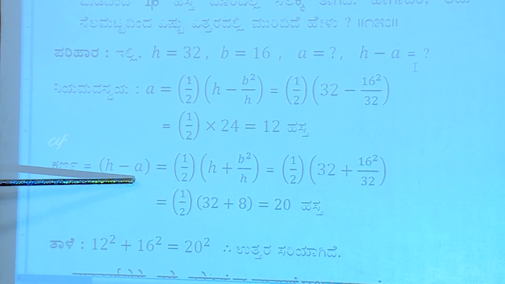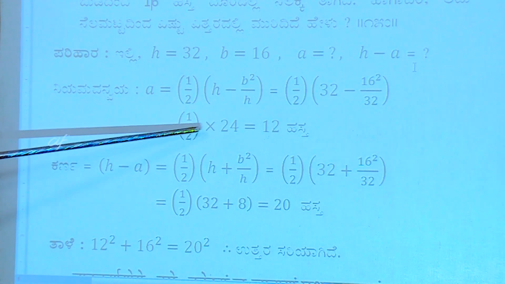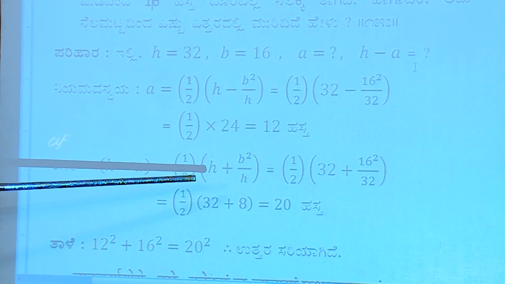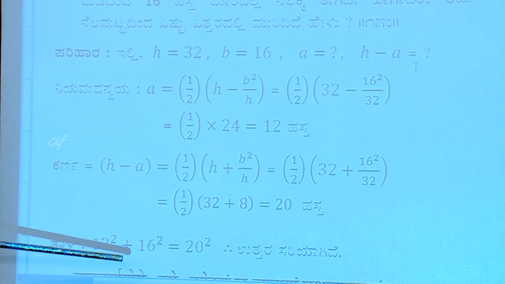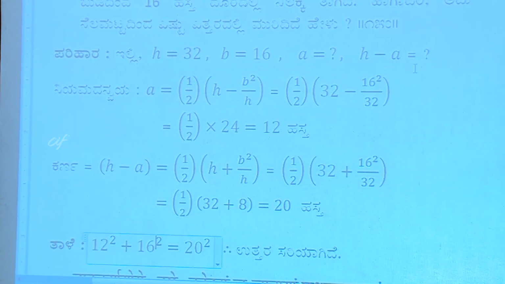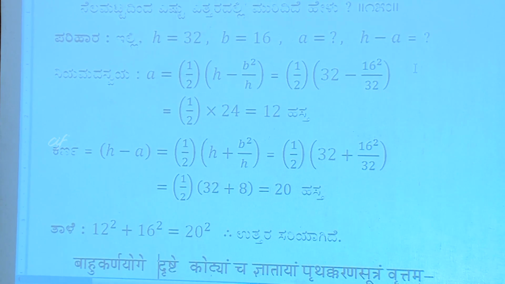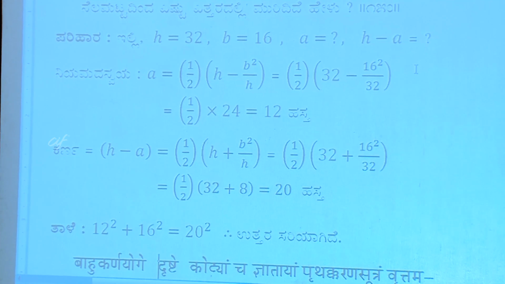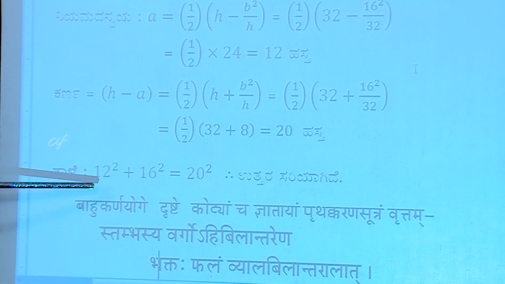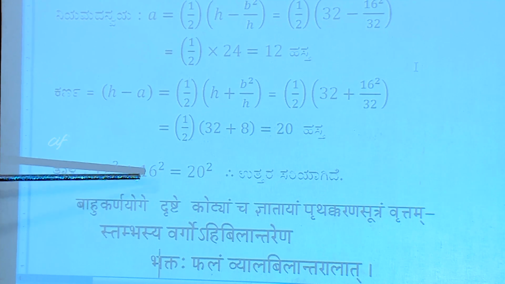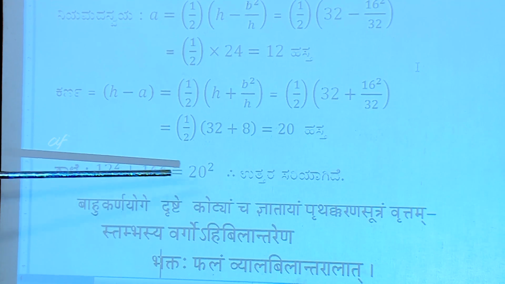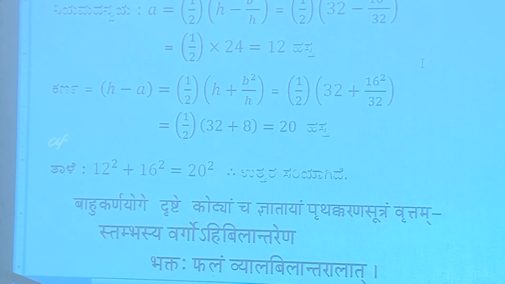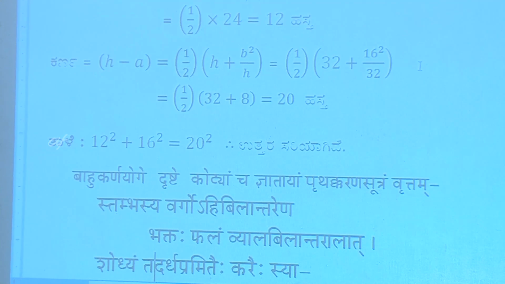Equal to H minus A. H minus A is equal to this equation as stated in the verse. So it works out to 40 hasta. Next. Now we shall verify. How to verify? According to Bhujakoti Karana Nyaya, this is Koti and this is Bhuja. Bhuja square plus Koti square should be equal to Karana square. So the answer is correct. Next.